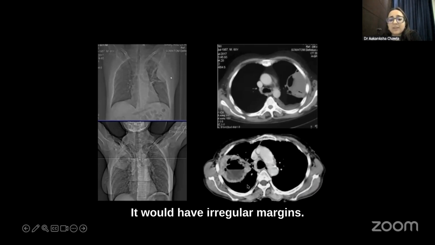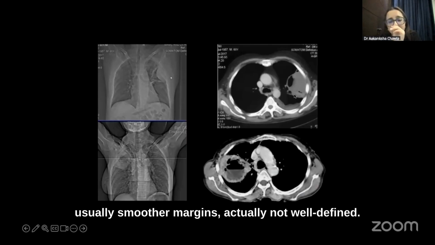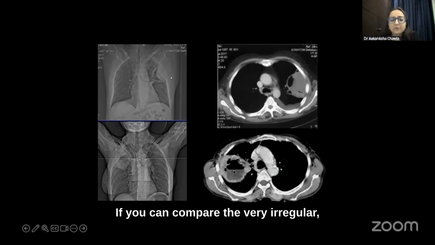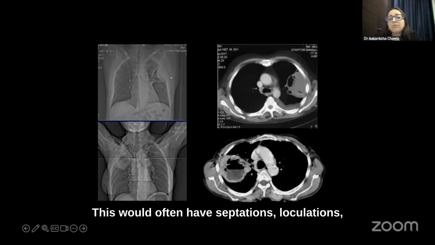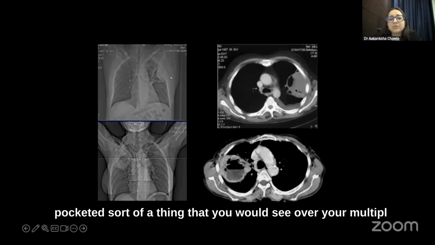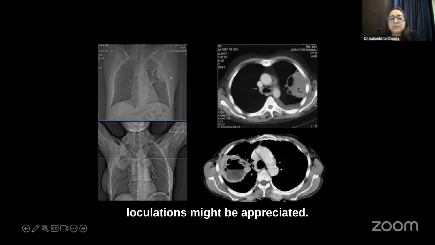A lung abscess would have irregular margins. An empyema would have a well-defined margin, usually smoother margins. If you can compare, the abscess margins are very irregular. There would be an air fluid level, a cavitation. An empyema would often have septations, loculations, pocketed sort of a thing that you would see over here. Multiple loculations might be appreciated. So this is how you differentiate between an empyema and a lung abscess.